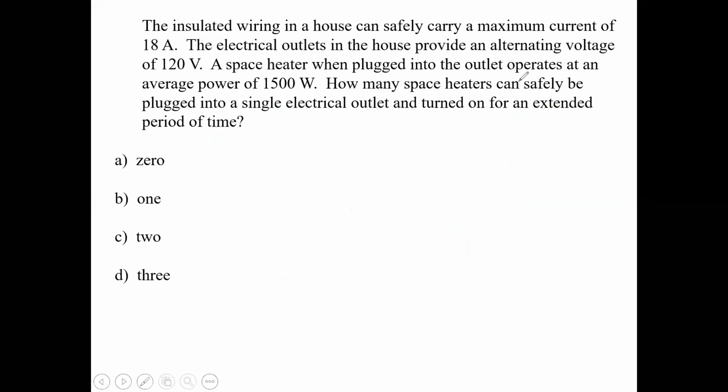Okay, so specifically, this problem asks us about a space heater. It says that we've got electrical outlets that supply voltage in the amount of 120 volts. And then it tells us that the maximum safe current that we can have is 18 amps. There's circuit breakers or fuses that prevent the current from going over 18 amps.